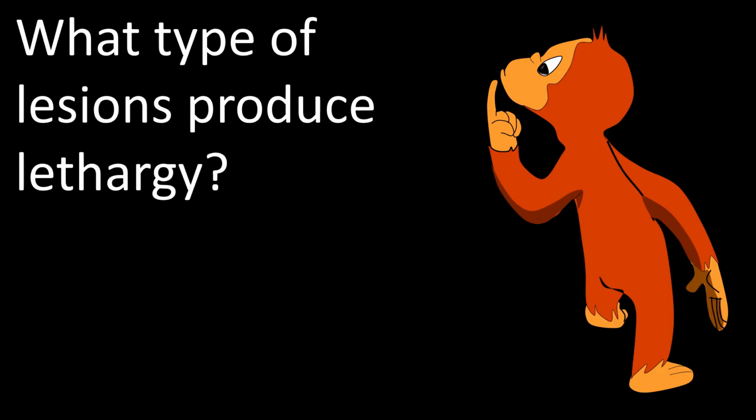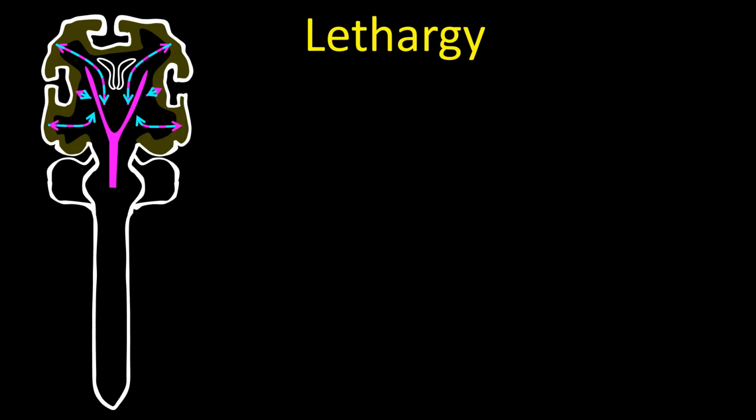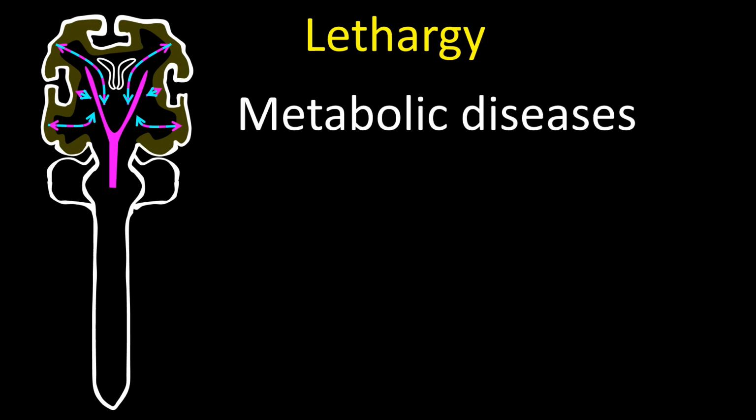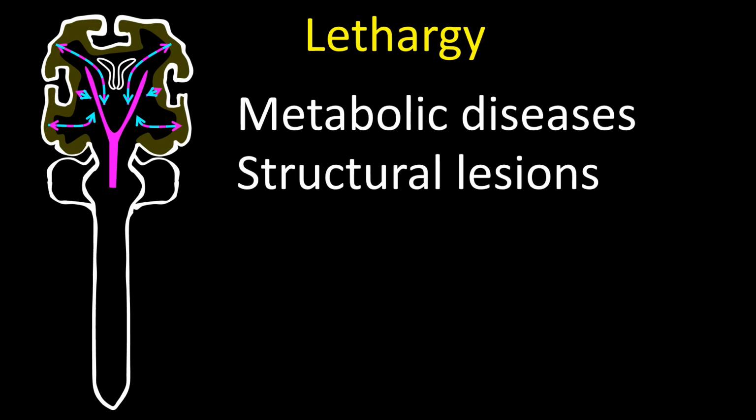What type of lesion produces lethargy? A patient with lethargy has less severe diffuse cerebral cortical dysfunction than a patient with obtundation. Cerebral dysfunction is here represented by an even darker shade of yellow, as you can see. Lethargy is most often produced by metabolic diseases, but may also occur as an early symptom of a structural lesion in the brainstem or unilateral hemispheric lesion producing herniation.